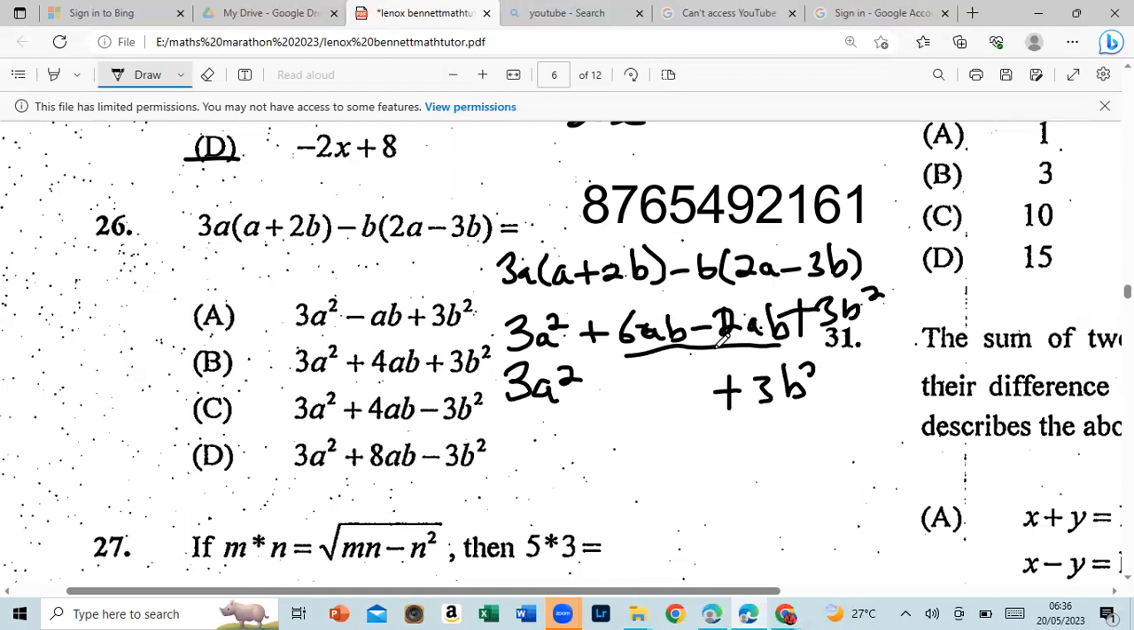Only what's in the middle right here, because we have ab and ab. Remember the rule says that we cannot add or subtract unlike terms. So now we have 6 minus 2, which gives us 4ab.